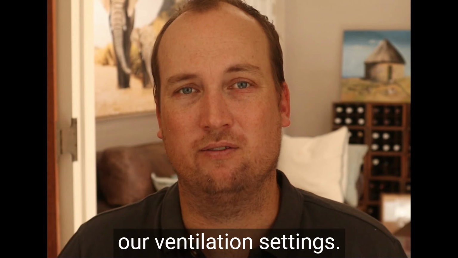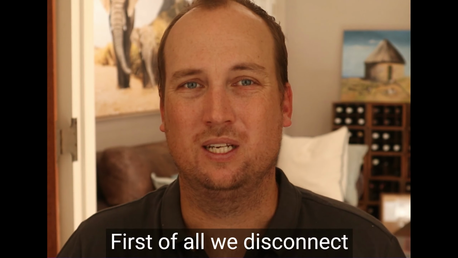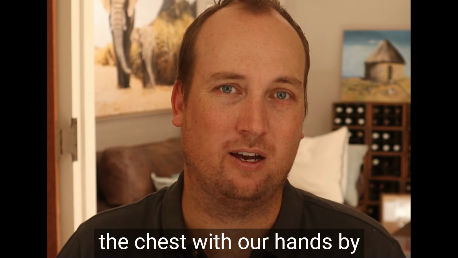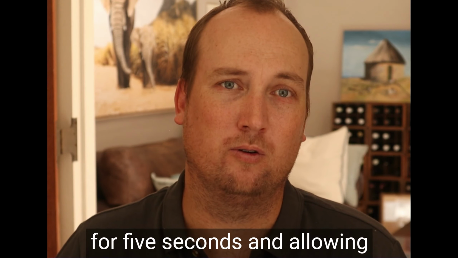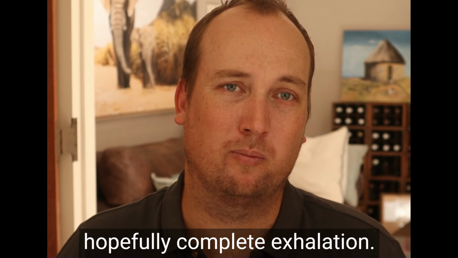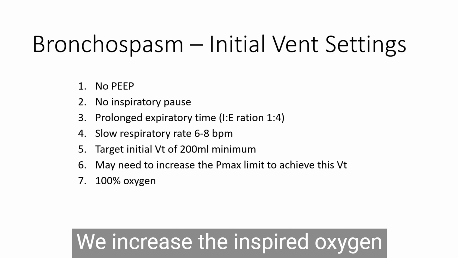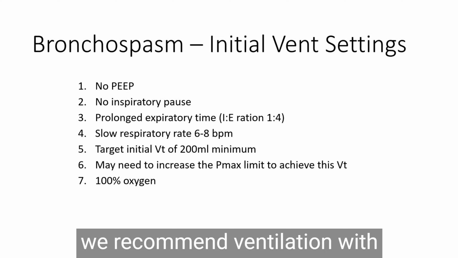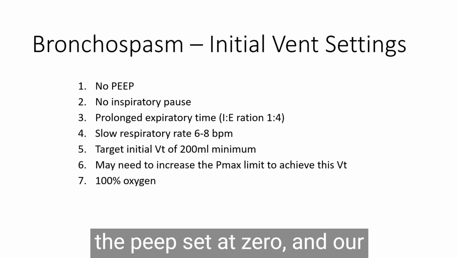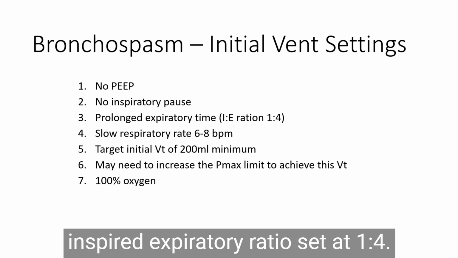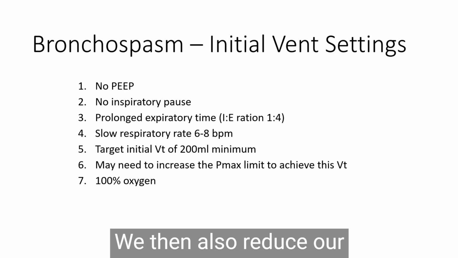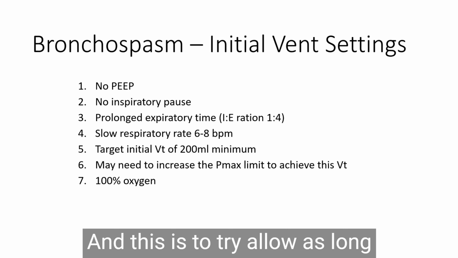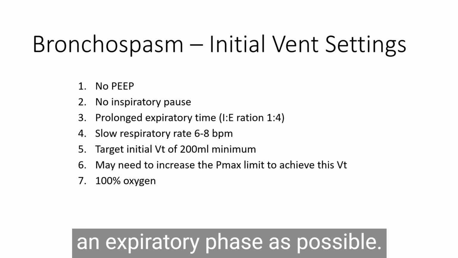Then we need to change our ventilation settings. First of all, we disconnect the endotracheal tube from the breathing circuit and we manually decompress the chest with our hands by putting pressure on the chest for 5 seconds and allowing hopefully complete exhalation. We increase the inspired oxygen concentration to 100% and we recommence ventilation with the PEEP set at 0 and our inspiratory:expiratory ratio set at 1:4. We then also reduce our respiratory rate to 6 to 8 breaths per minute initially. And this is to try to allow as long an expiratory phase as possible.